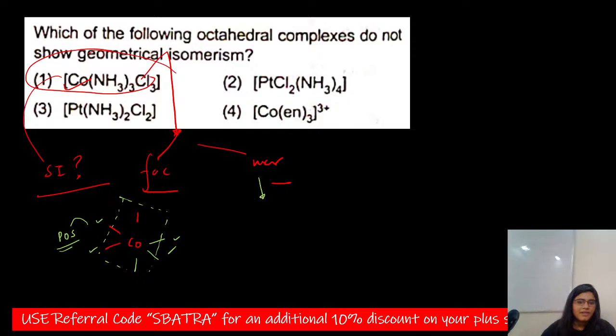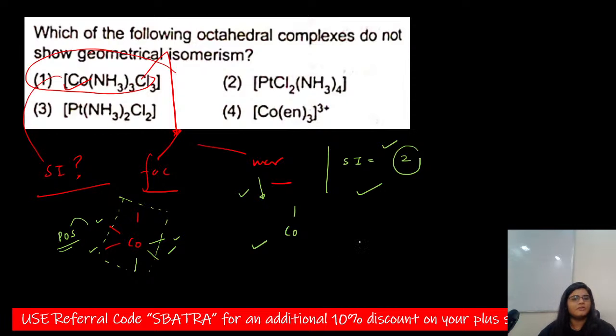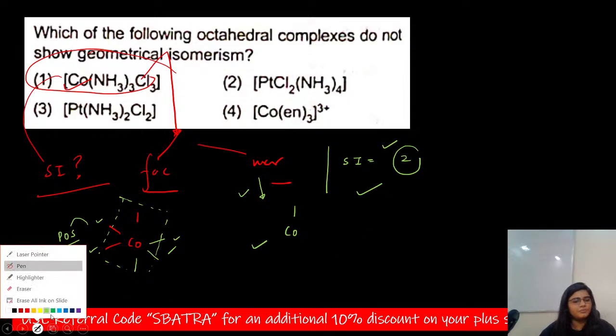Now if I talk about the meridional isomer, you have cobalt and two ligands opposite to each other at 180 degrees. So definitely this one is also optically inactive. So total stereoisomers will be 2, that means two geometrical isomers, FAC and MER. There is no optical isomer, only two geometrical isomers. This is how we can represent this question. I hope this one is clear to all of you.